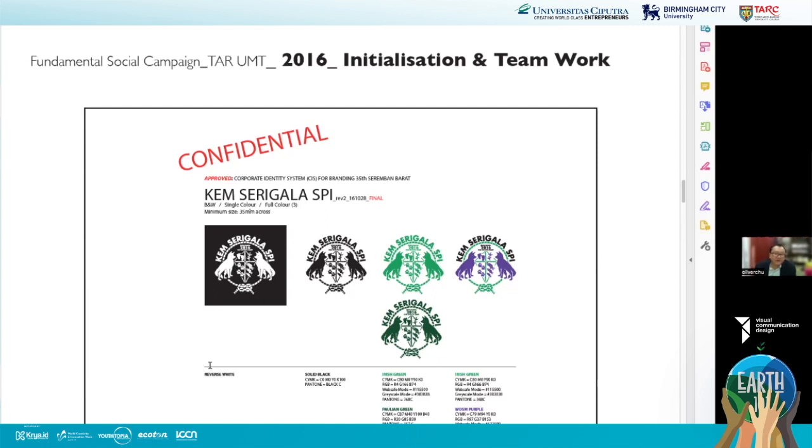So all these will be the so-called corporate manual for the people who are involved in the production of t-shirts, publications, social media and so on. All this information is very crucial for a successful social campaign, okay? You wouldn't want a logo with all kinds of variations. Even though they're supposed to be different, they have a certain uniformity, okay?